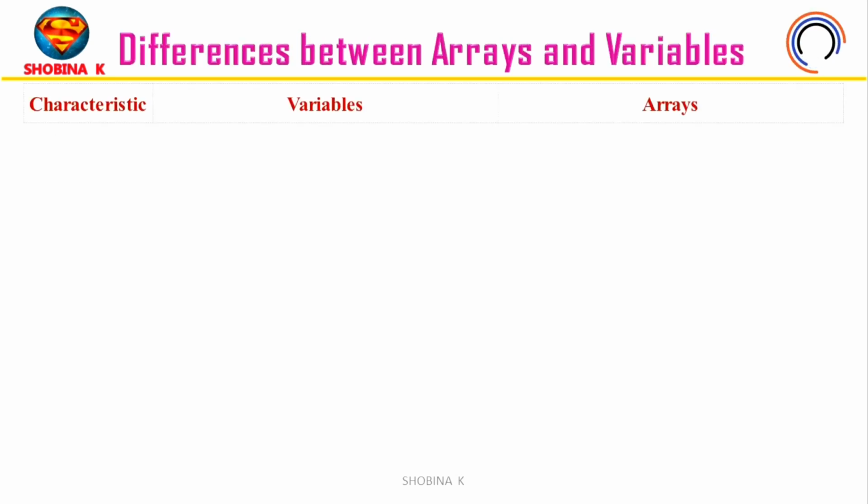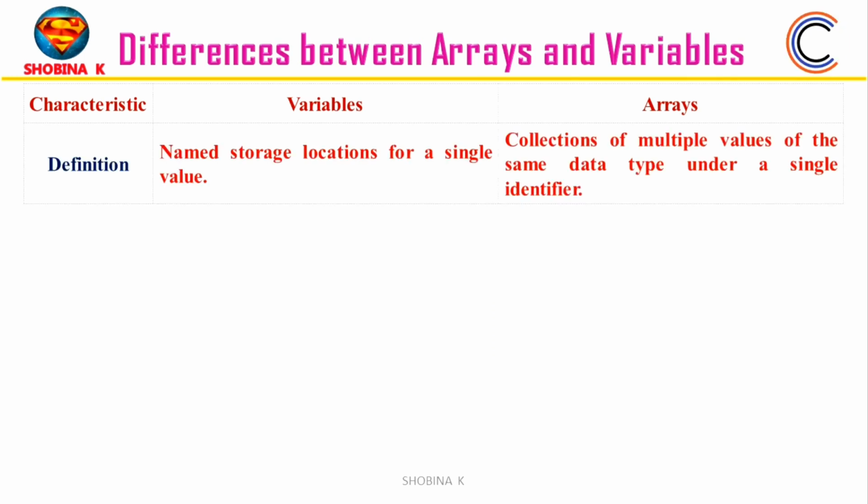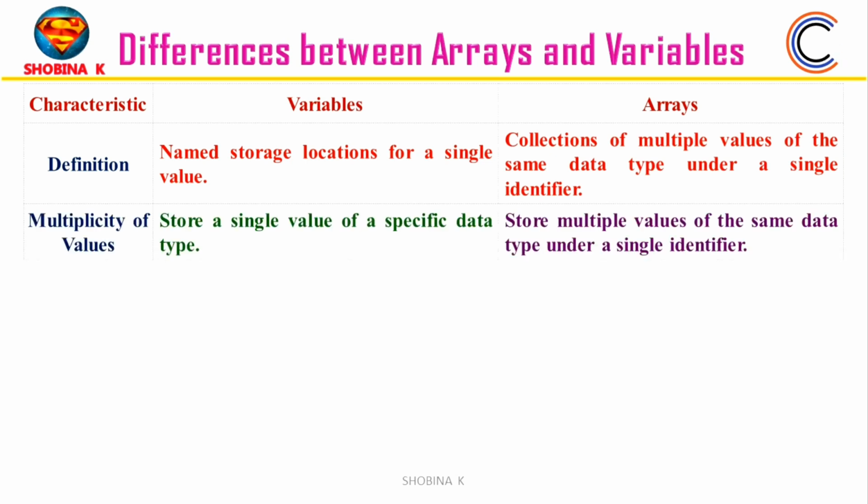Now let's understand how arrays differ from variables. Let's start by defining what variables and arrays are. Variables are named storage locations in memory that hold a single value of a specific data type, whereas arrays are collections of multiple values of the same data type grouped under a single identifier. So variables are used to store individual pieces of data, whereas arrays are used to store multiple related values as a single entity. Arrays allow us to store multiple values of the same data type under a single identifier.